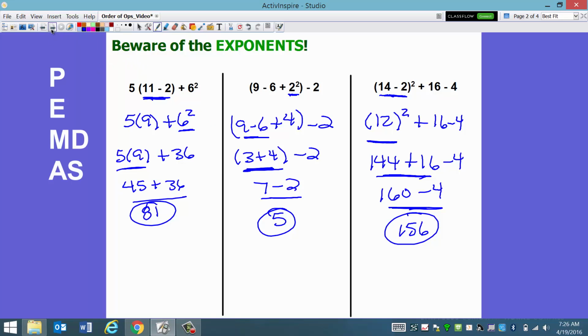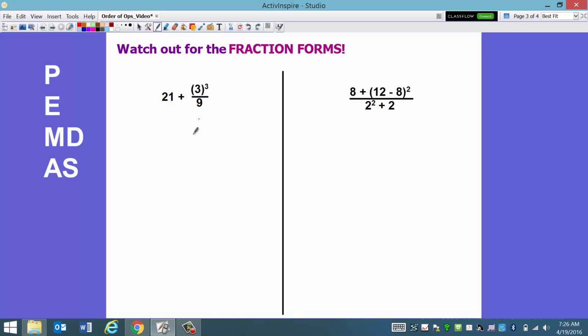Okay, the second thing I want to talk about is the fraction forms. Watch out for the fraction forms. When you have a whole bunch of operations and some of them look like they're a fraction, remember, this fraction bar means to divide. So you're going to consider it as part of your multiplication division step. You also need to remember that anything in the numerator, if there's more than one operation, or in the denominator, need to be considered as individual parentheses. You always want to solve whatever operations are in the numerator or whatever operations are in the denominator before you perform this division. So here we go.